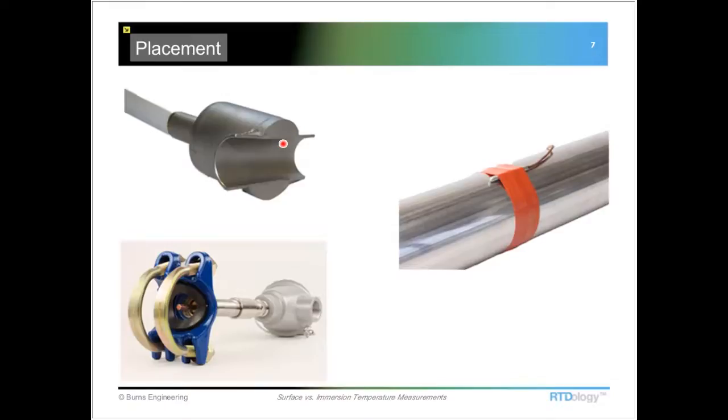Another style of surface mount sensor, and this one was intended for a small diameter tube, and it's held in place with a hose clamp that goes around the two ears right here.